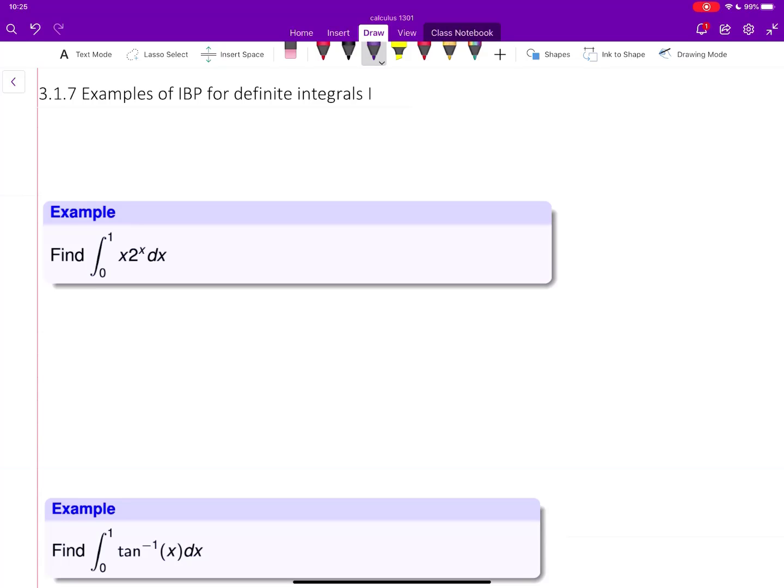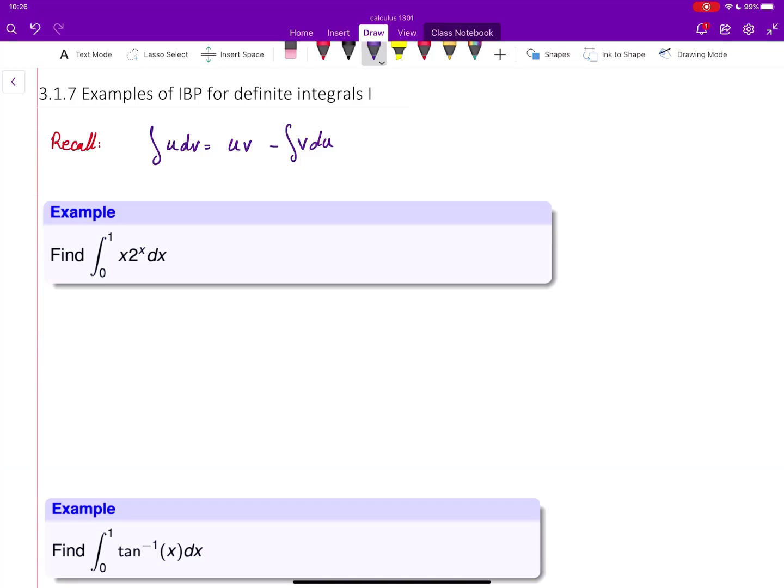Hello everyone. In this video we will do some examples for integration by parts for definite integrals. Let me just quickly recall the integration by parts formula that we had before: integral of u dv is equal to uv minus integral of v du. This was for definite integrals.